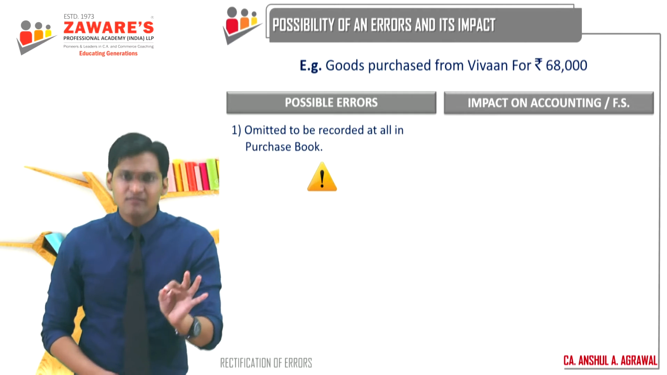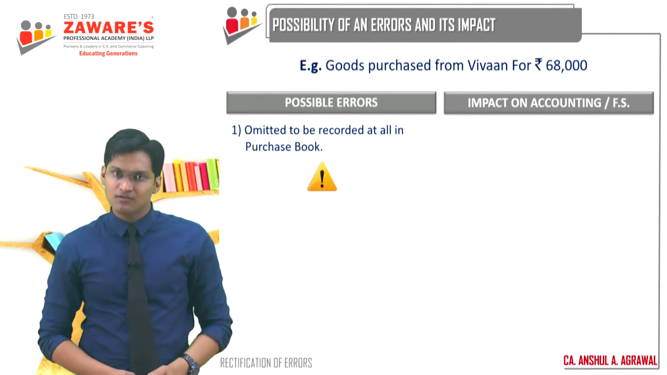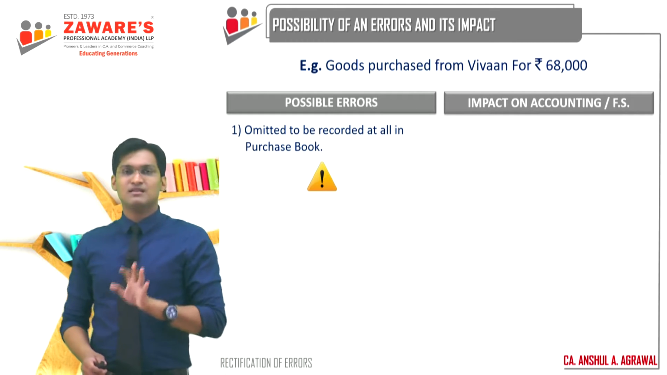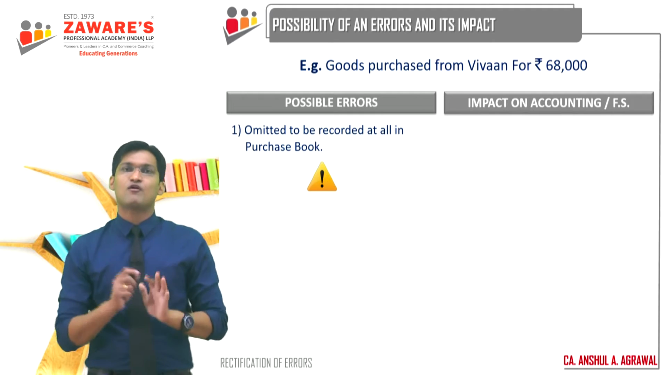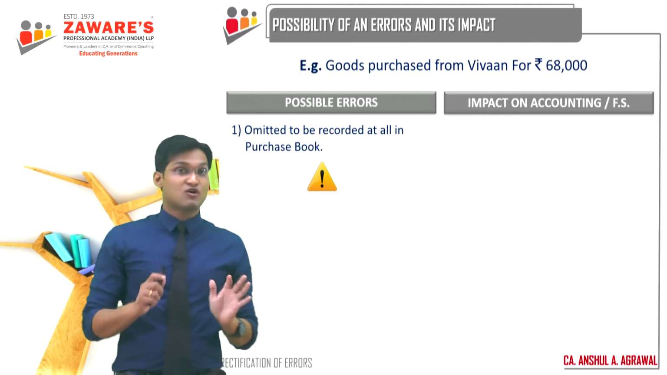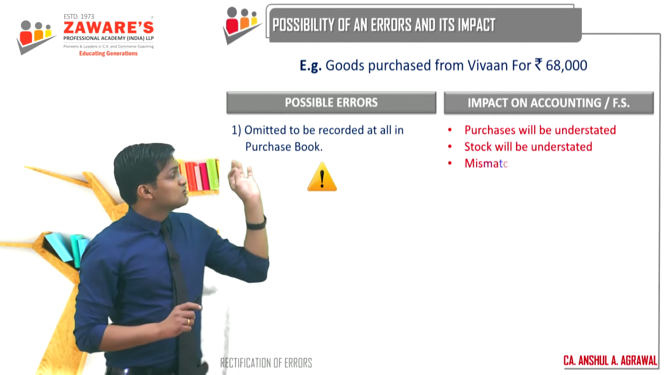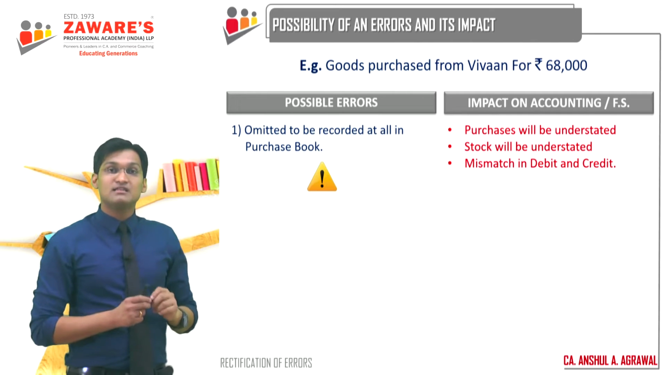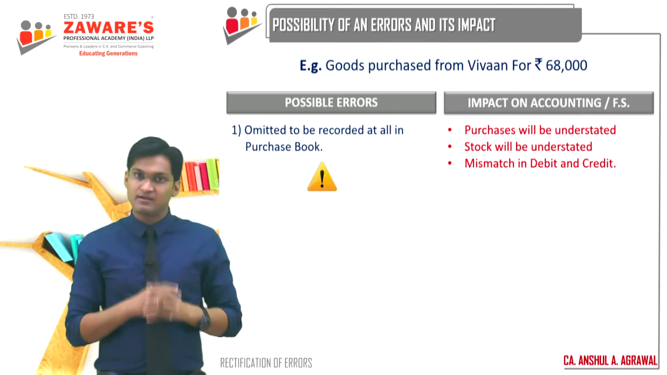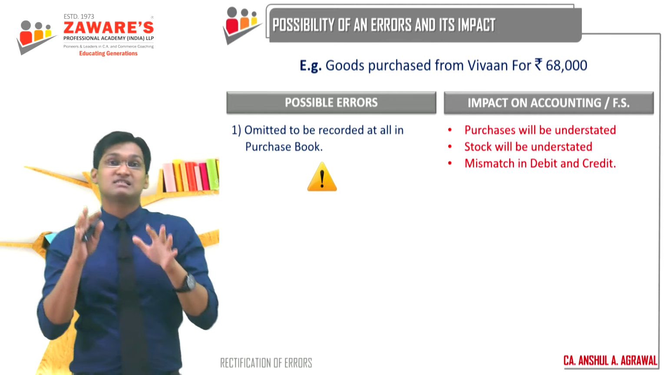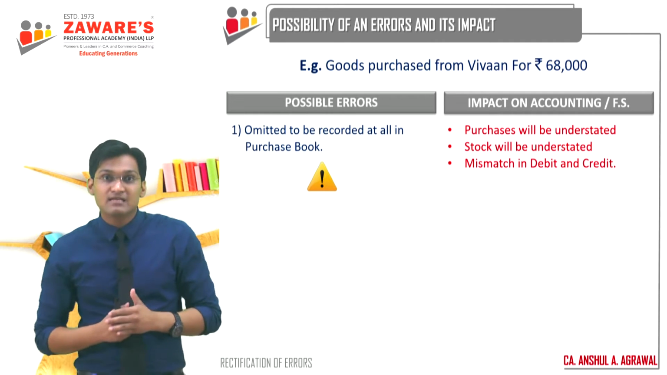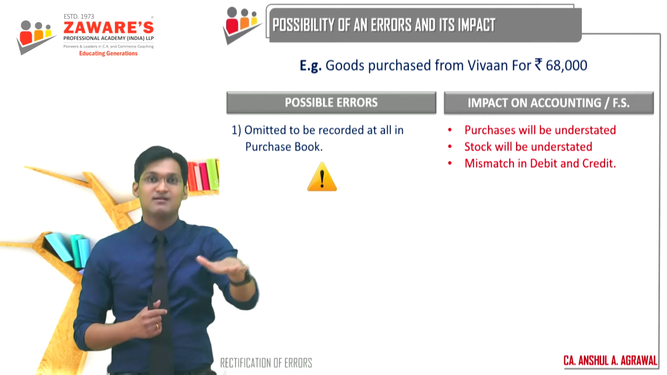Now, does that mean credit effect is also wrong? Answer is no. Don't make those assumptions. When they have said that it's only omitted to be recorded at all in purchase book, that means the debit effect is not done. What will be the effect of this error? When it is not recorded in the purchase book at all, can I say purchase account is not at all debited? So when you have not debited purchase account, can I say my purchases will appear less, or my purchases will be understated?